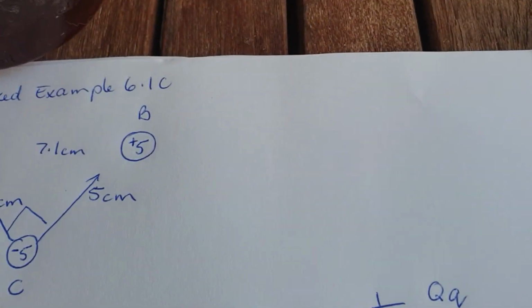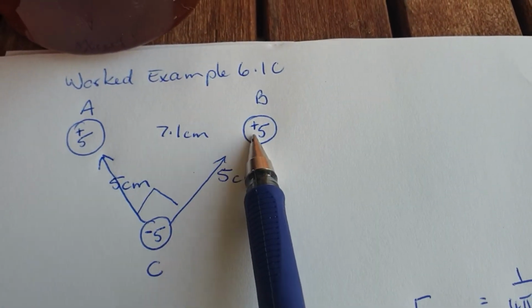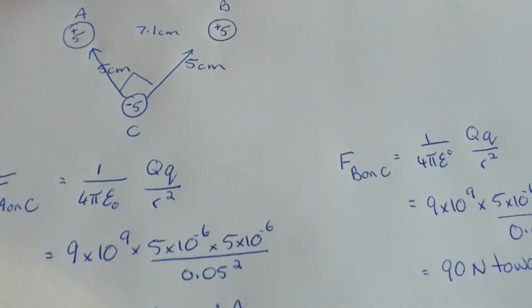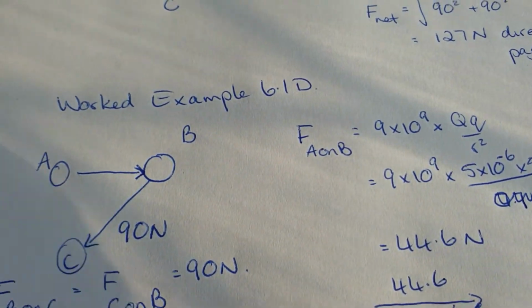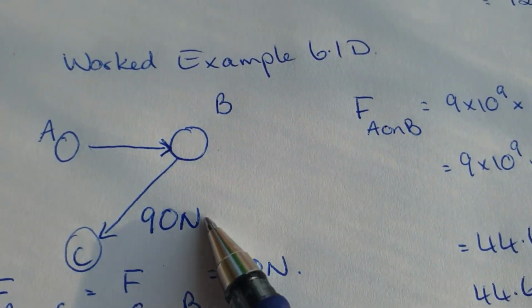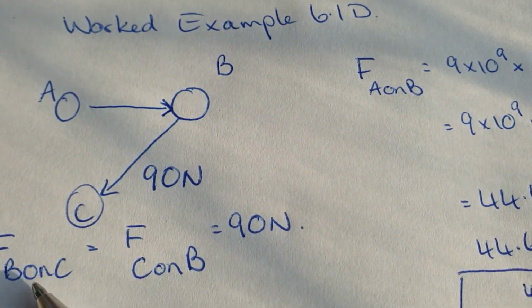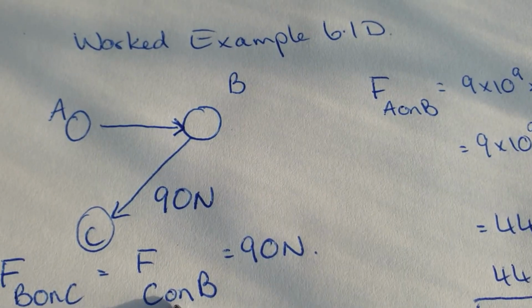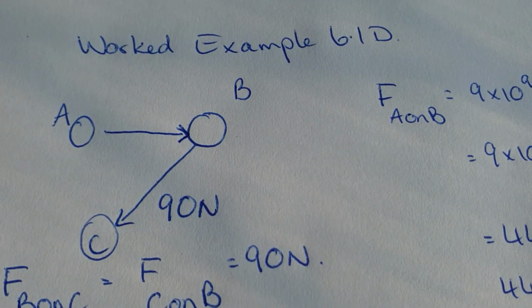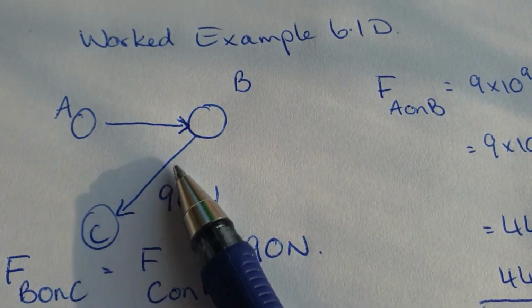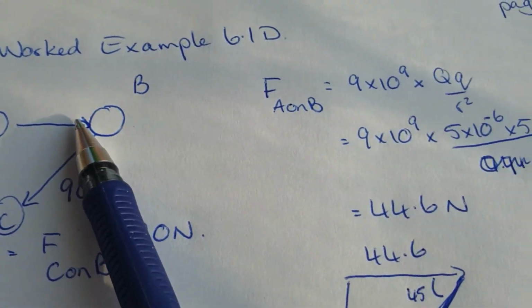Righto, the next one uses the same diagram, 6.1d. It's using the same diagram as before, but this time they want the force on B, and it's going to get a little bit trickier. So we already know this one force, right? Because the force of B on C is equal to the force of C on B.